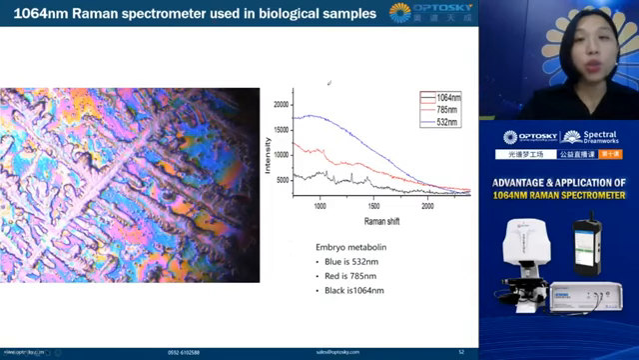And also we use it to identify biological samples. This is the embryo metabolite. If you use the 1064, you see the peaks are more distinct. However, if you use 532 and 785, almost no peak.